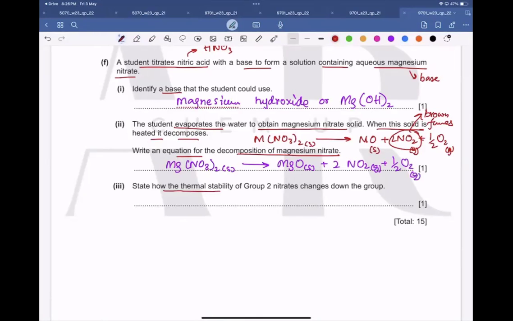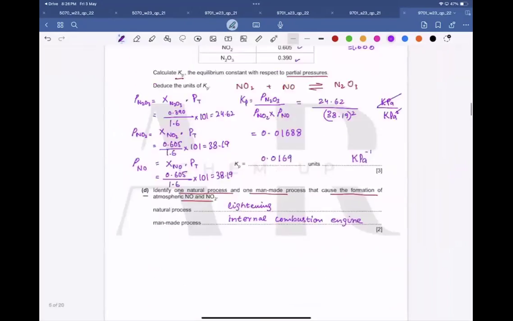Show how thermal stability of group 2 nitrates changes down the group. So it's the trend that you need to remember, that it increases down the group. The solubility of group 2 sulfates decreases down the group. The solubility of group 2 hydroxides increases down the group. The thermal stability of group 2 nitrates and group 2 carbonates both increases down the group. So you need to remember this. Is this clear to all of you?